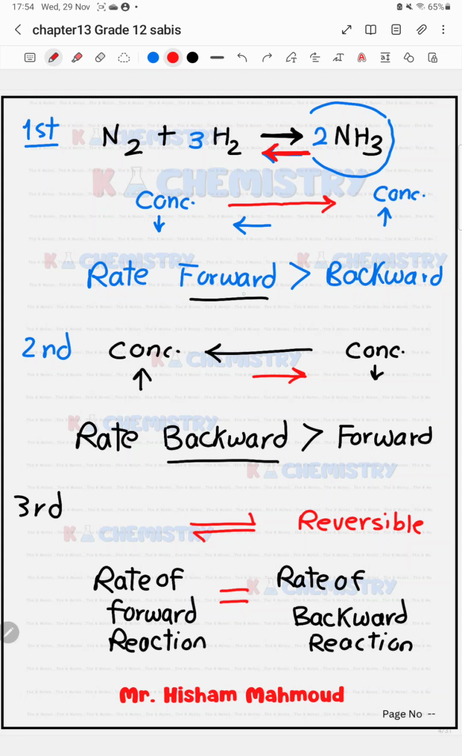So we said that when the rate of the forward is more than the rate of the backward, the concentration of the products piles up and increases while the concentration of reactants decreases. When the rate of the backward is more than the forward, the concentration of the reactants increases and the products decrease.